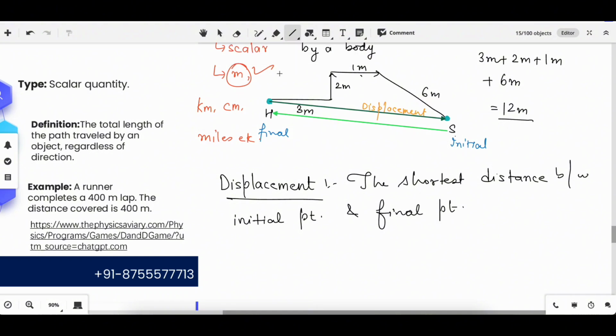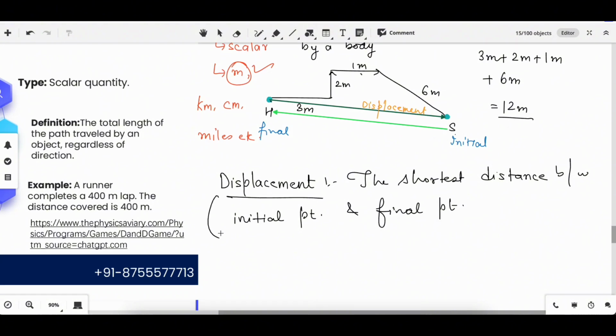Okay. That represents the displacement, though the magnitude could be the same, but the directions are different. One, it is from home to school. Another one is from school to home. So displacement is a vector quantity.